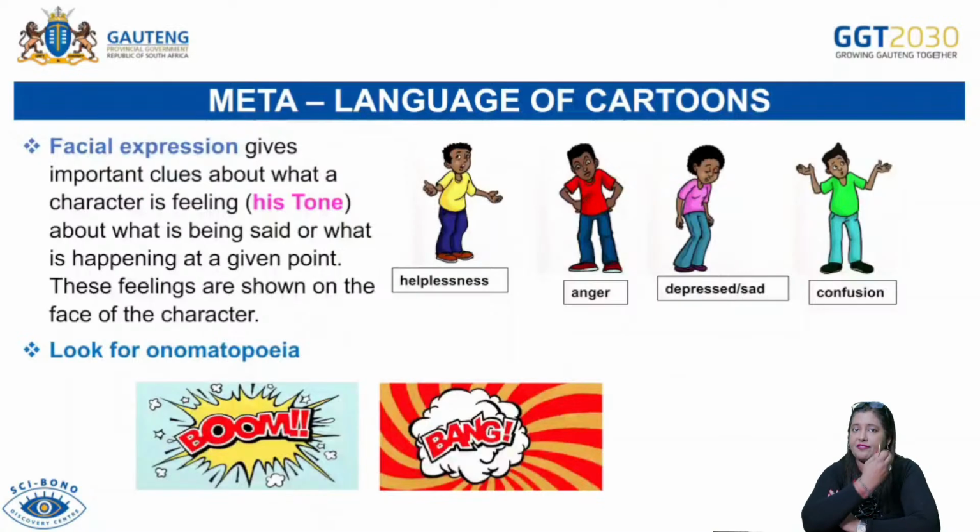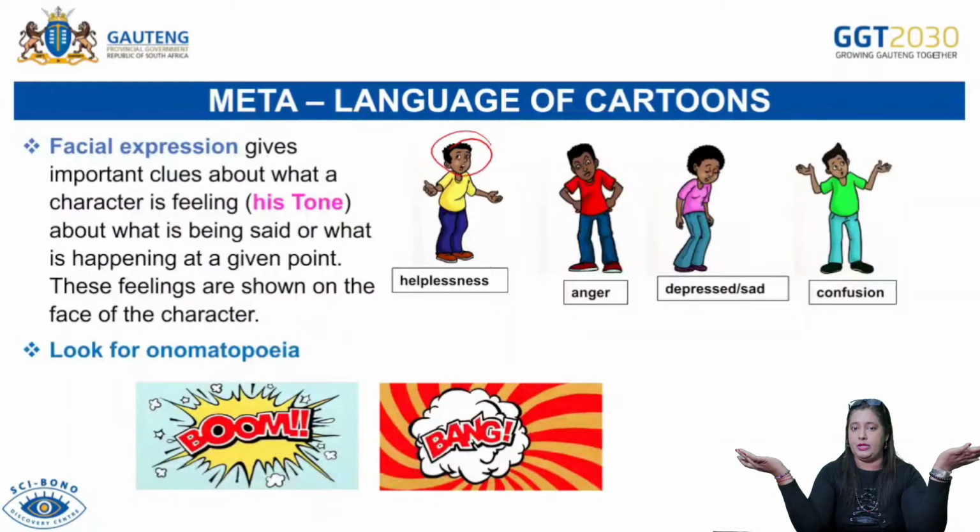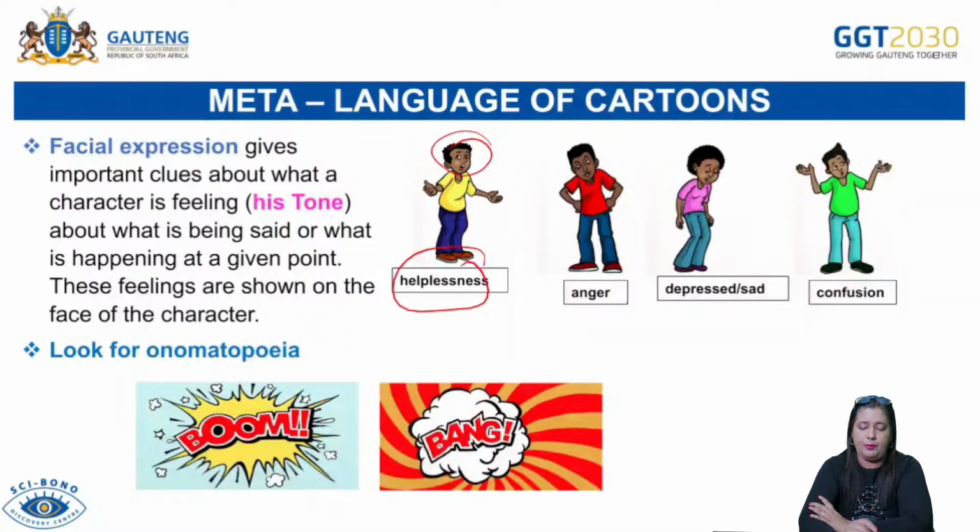Then the meta language of the cartoon, again, showcasing facial expression here. All right, this is dealing with the face, and it tells us what the character is going through. So here it's dealing with the tone of the character, what he's feeling, about what is being said or what is happening at that given point. So his feelings are showcased by the facial expression. In this instance, look at this particular boy's face. All right, this would be the body language, the hands open, okay? But his face, look at the structure of his mouth and the eyes going upwards, showing what is really going on here. That is a sense of helplessness.